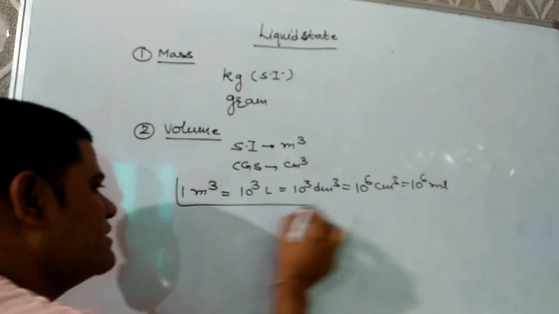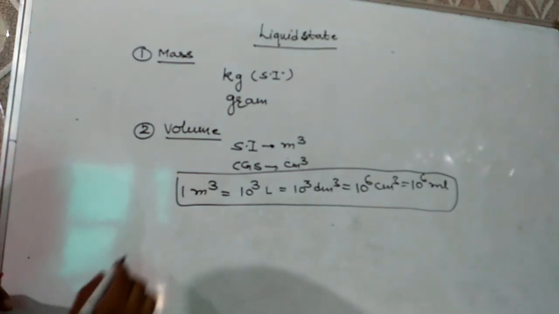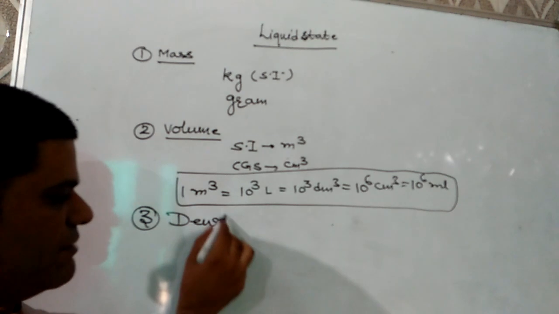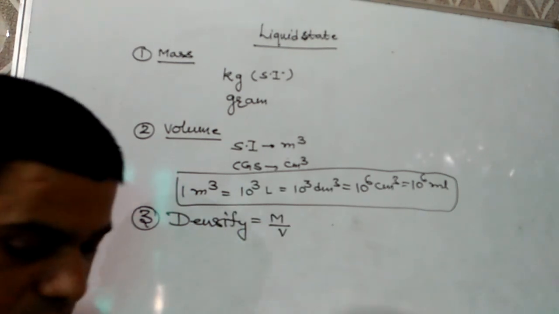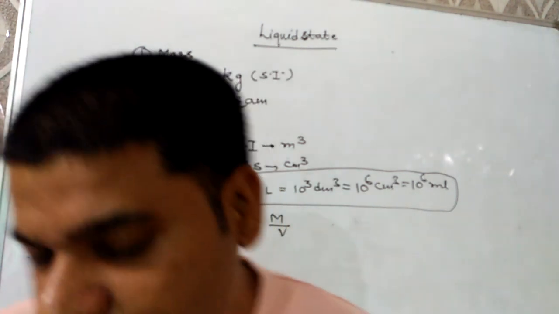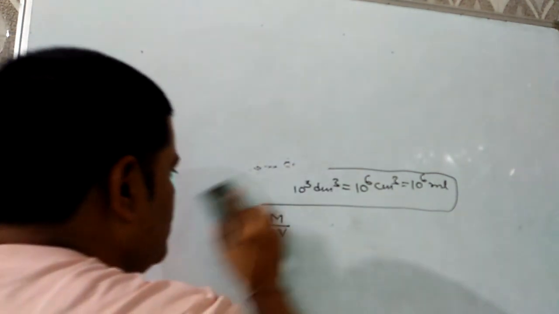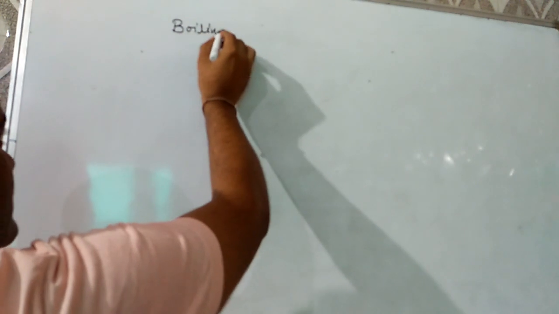We have discussed all these things in the first chapter, as well as the properties of the gaseous state. Third is density. In the same way, density is the mass per unit volume. So the unit will be kilogram per meter cube in SI, and gram per centimeter cube in CGS. Now we have to discuss two very important terms related with it, and those terms are boiling point and evaporation.